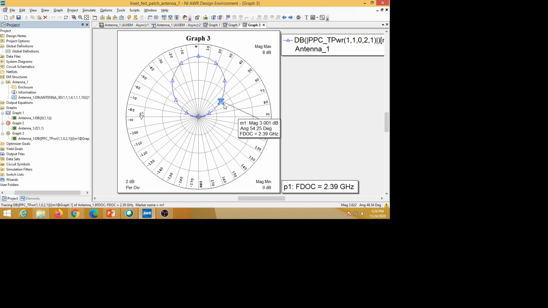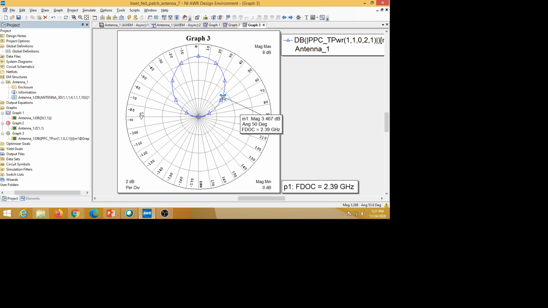Similarly, if you go down, what is the theta value here? 90 degree, 76 degree, approximately 0 dB. So here along 90 degree it will be 0. Okay, so like that the gain reduces, and we can find out half power points.